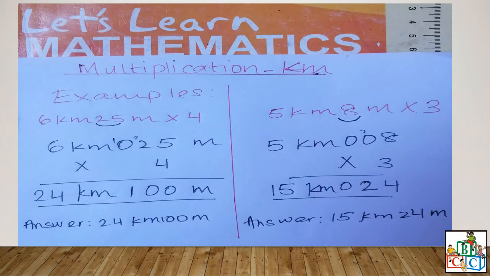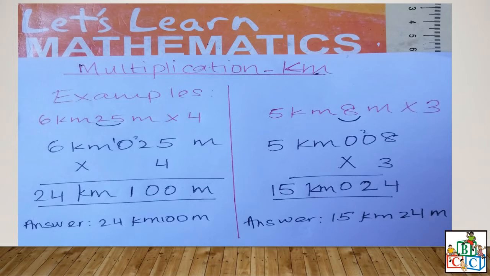Okay, now we are going to see some examples of multiplication involving kilometers. I have written some examples. Let us take a look at the first one. I hope you are able to see it clearly. The first example is 6 kilometers 25 meters times 4. If possible, you are going to do this in your copybook and then you're going to check the answer.